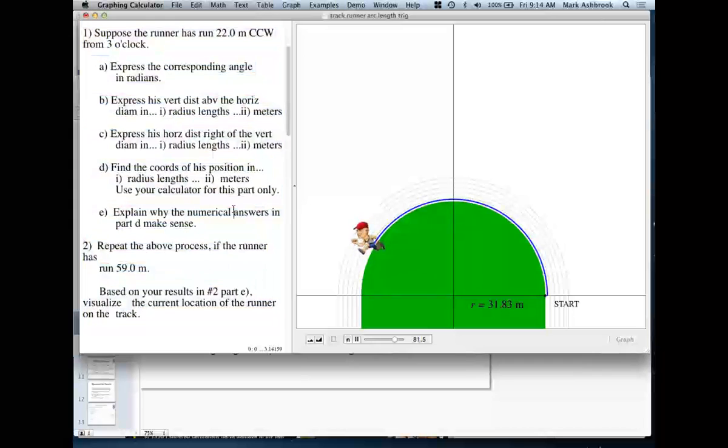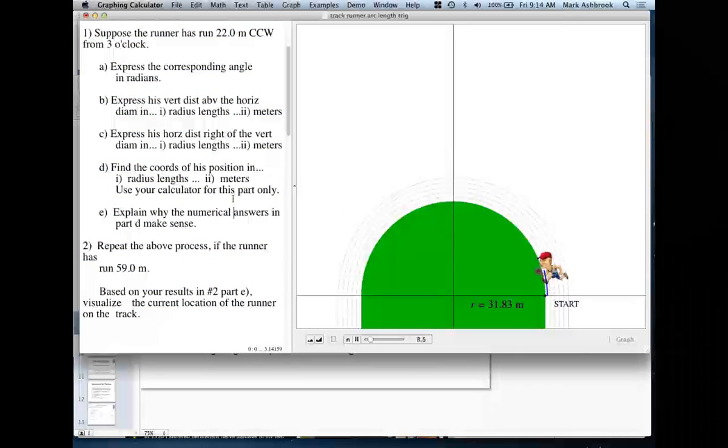Can you read that in the back? Is it big enough to read in the back? Cool.